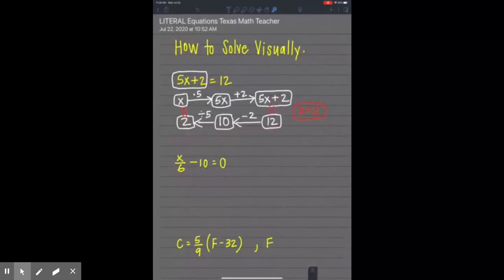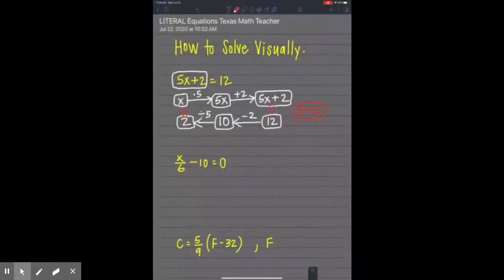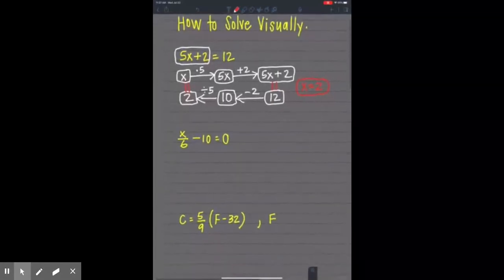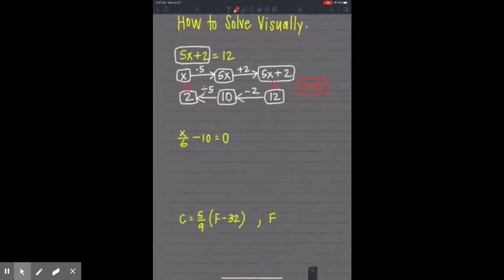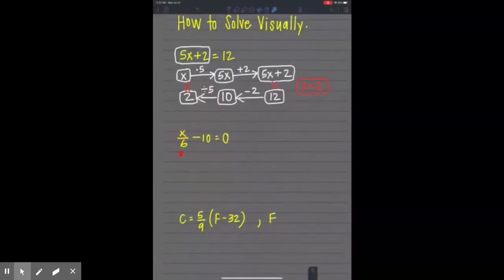So hope that makes sense. So now we're going to do that with a little bit different type of problem. We have a fraction looking thing right here. Kids always get confused about what this is. Minus 10 equals 0. So the first thing I'm going to say is that fractions always mean divide. Okay, so that's divided by.